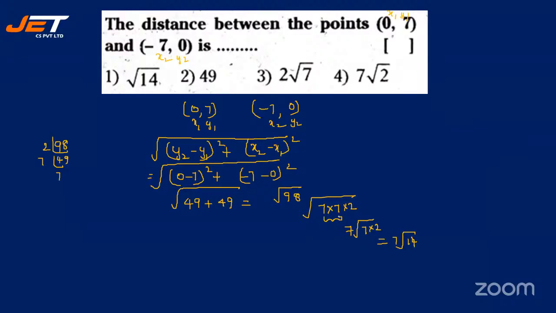When two 7s are there, when it comes outside, it becomes one 7. Next, you will have only 2. So it is 7 root 2, isn't it? 7 sevens are 49, root 49 is 7, root 2 is root 2. That's all. So your answer is 7 root 2, whereby you get option 4 as the correct answer. Hope you all are getting the same answers. Let's check the answer. Yes, it is.